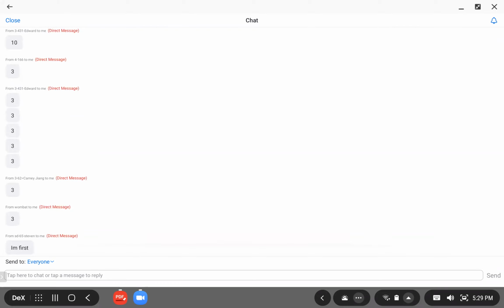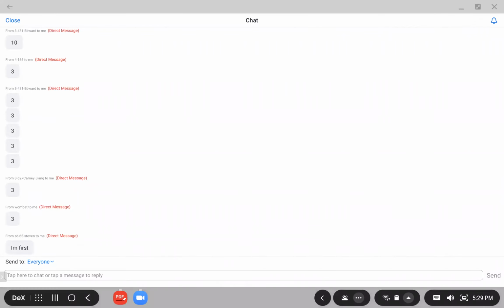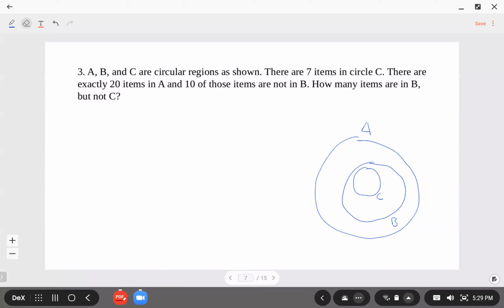3, 3, 3. Okay, you can't change your answer anymore, guys. In MathCounts, once you answer it, you can't just change it again. Don't put your answer until you're sure it's correct. You're very confident. Okay. So now let's look at this problem.